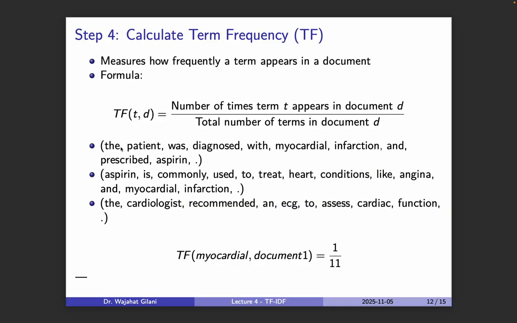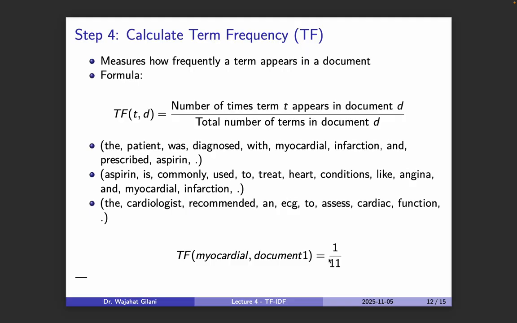All right, and again, I have the example right here. So for myocardial in document 1, I have 1, 2, 3, 4, 5, 6, 7, 8, 9, 10, and 11 words. Again, it's horrible that it's there, but let's go with it. So for myocardial, the number of times the term t appears in document 1 divided by the total number of terms in document 1 is going to be 1 over 11.